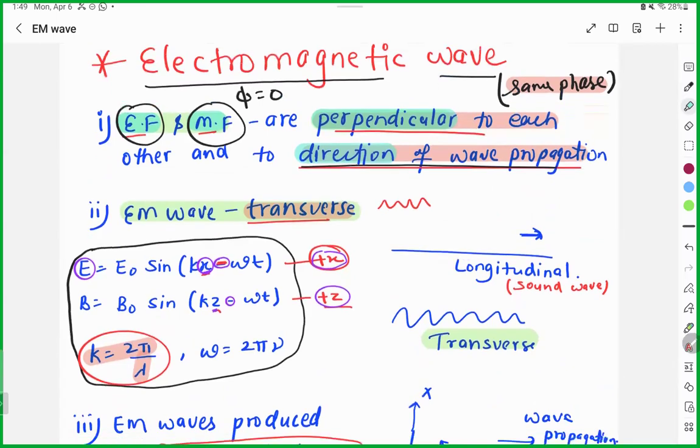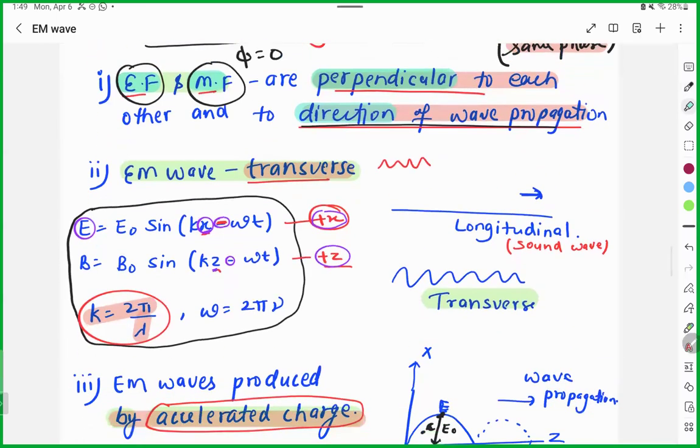Second, electromagnetic wave is transverse. Transverse means up and down, like a rope wave. This is the transverse nature of the wave. Up down, up down, up down.